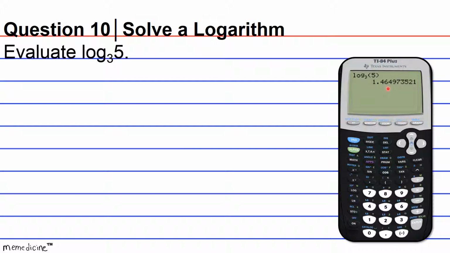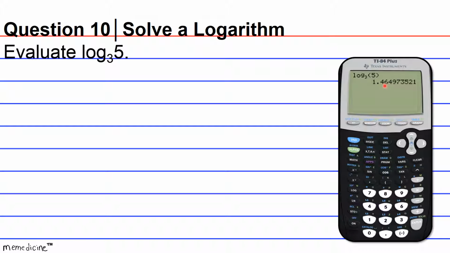For our purposes, we can go out to the thousandths place. So if you round up in the thousandths place, because the ten-thousandths place has a 9, you'll get an answer of 1.465.